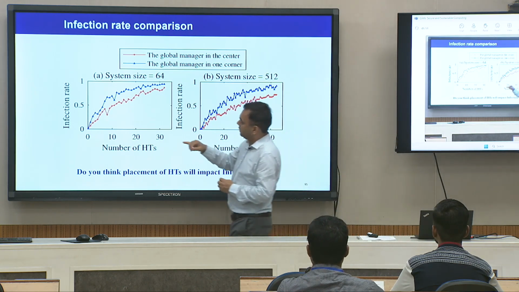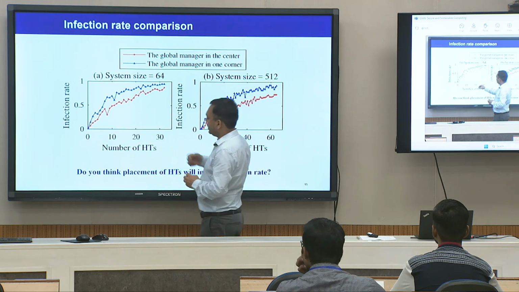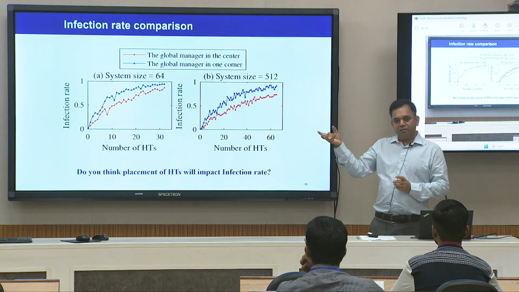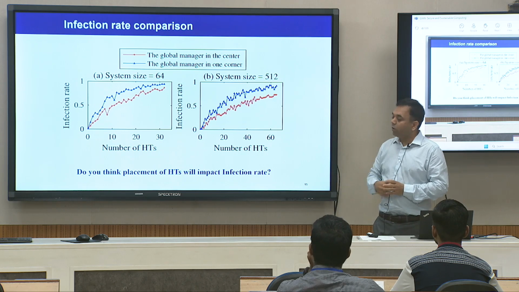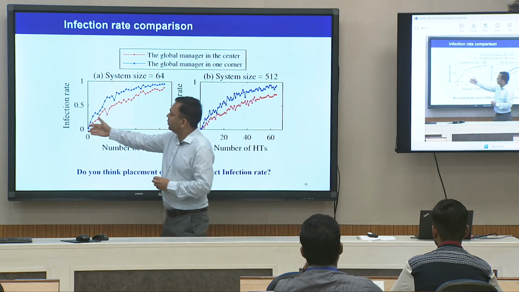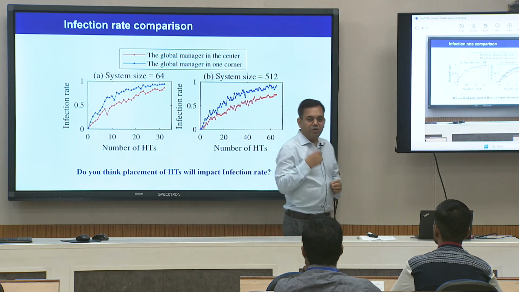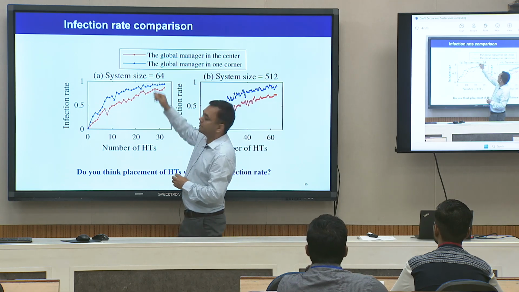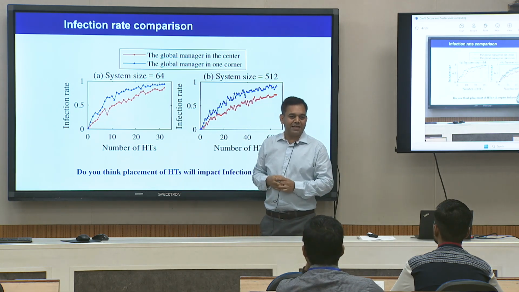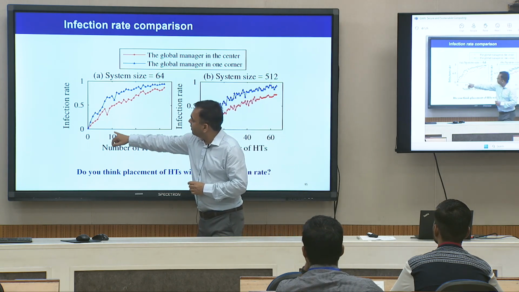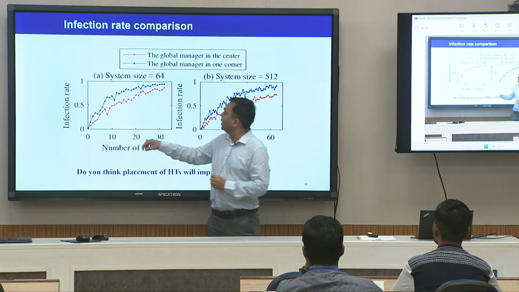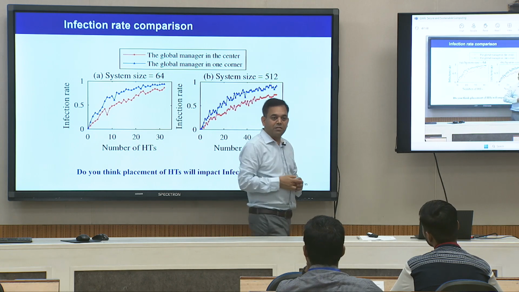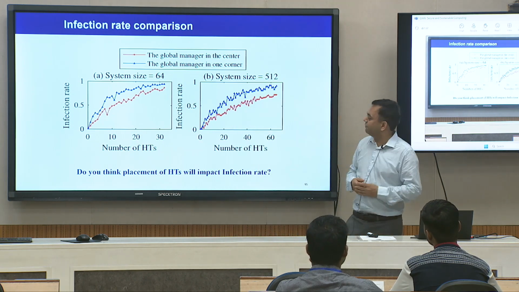Now let's look at this infection rate with respect to the number of hardware trojans. Previously I said if there is 1, 2, or 4, that is definitely going to increase the infection rate, right? It's going to modify more and more requests. And after a certain point, for this system that is 64 cores, or you can say 8 by 8, if you have around 10 hardware trojans out of 64, then around 50% of the requests will be modified, which means they are infected.